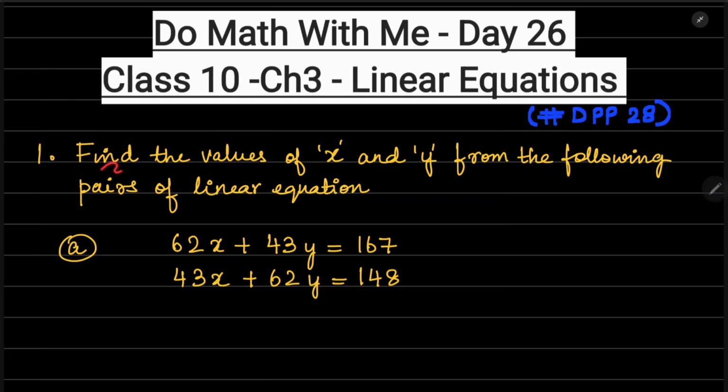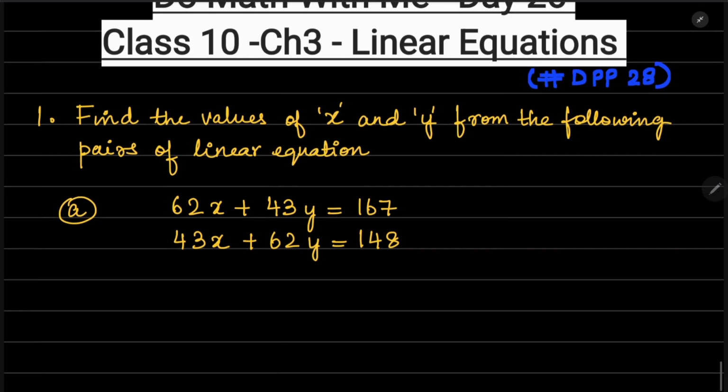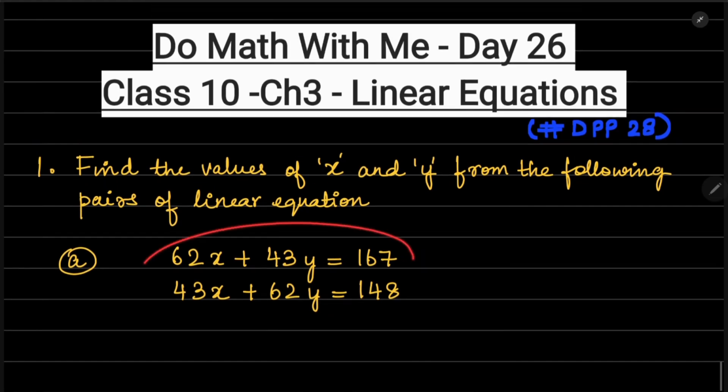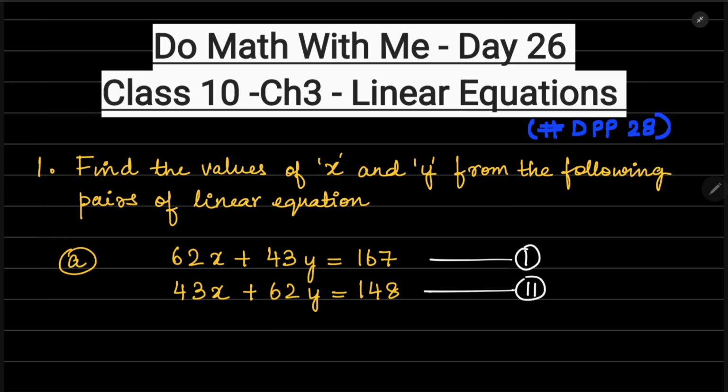Right? So the first question is, find the values of x and y from the following pairs of linear equations. You are given a pair of linear equations. You will have to find the values of x and y. Now this is one type of question which is frequently asked. Here what do you observe? 62 is the coefficient of x in the first equation. So let's mark this as equation 1 and let me mark the second one as equation 2.